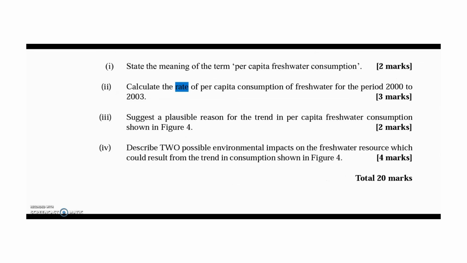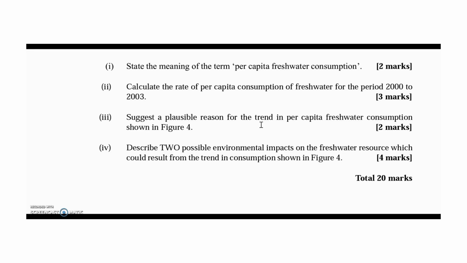All right, part C suggests a plausible reason for the trend in per capita freshwater consumption in figure 4. We have to understand, as time progresses, there would in fact be increases and perhaps improvements in technology and stuff like that. But in doing so, the consumption of resources could potentially still be relatively high. So what I'm trying to say is that one plausible reason for the trend in per capita freshwater consumption would in fact be associated not necessarily with needs, but also with wants and recreational activities as such.